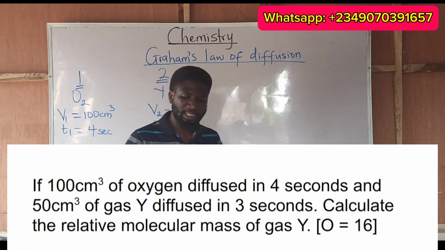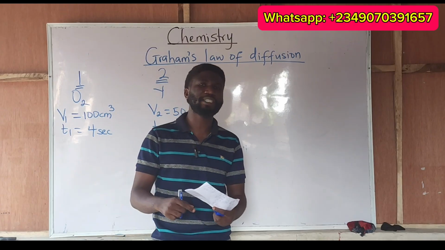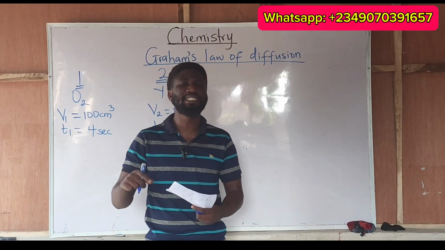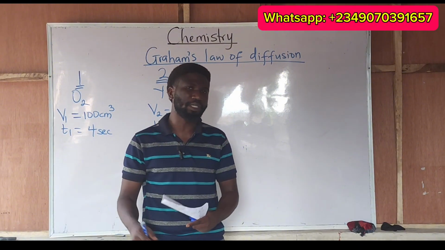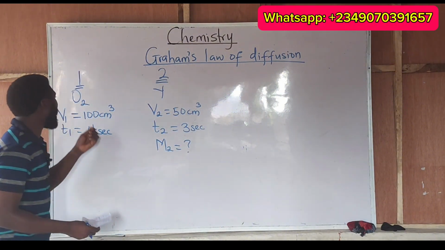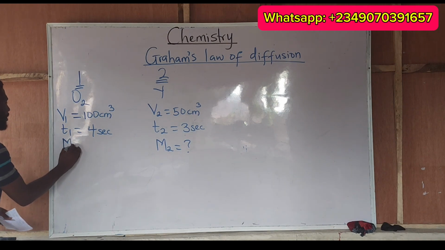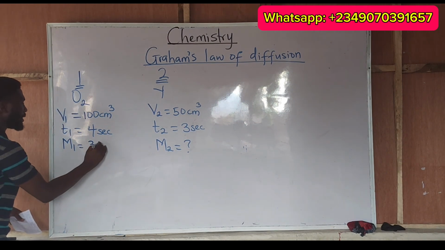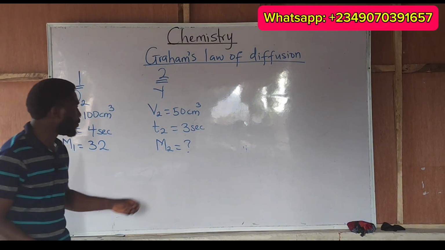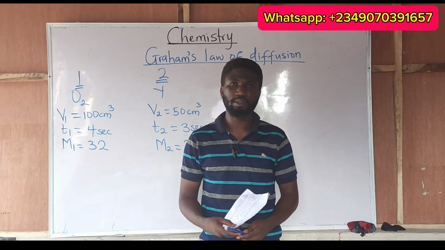The question says to take the atomic mass of oxygen to be 16. Class, we are dealing with gas, so oxygen is diatomic. That is why we have O2 here. So the molar mass of this will be 16 multiplied by 2, which is 32. With these parameters, we can now answer the question.